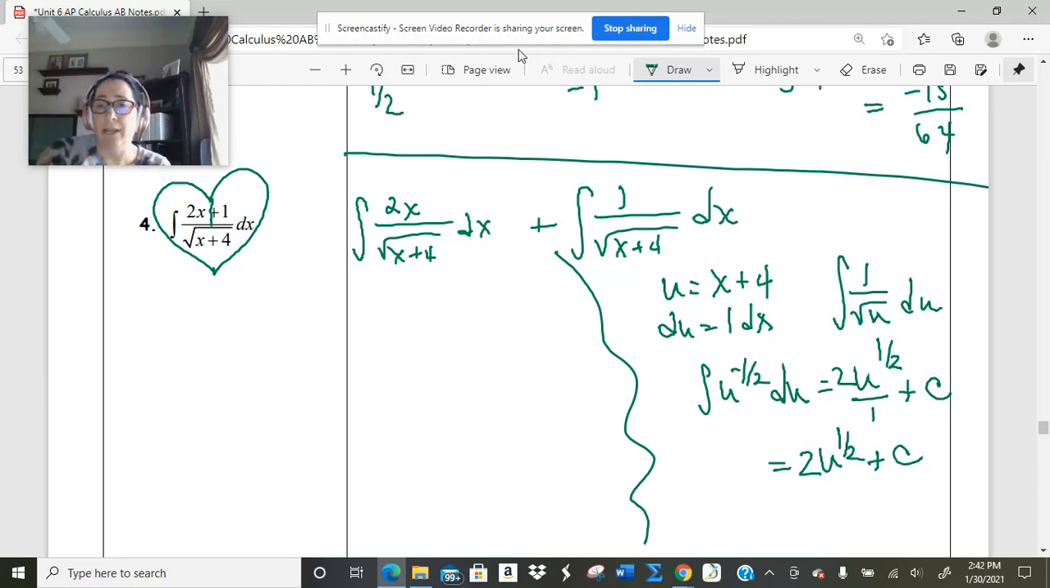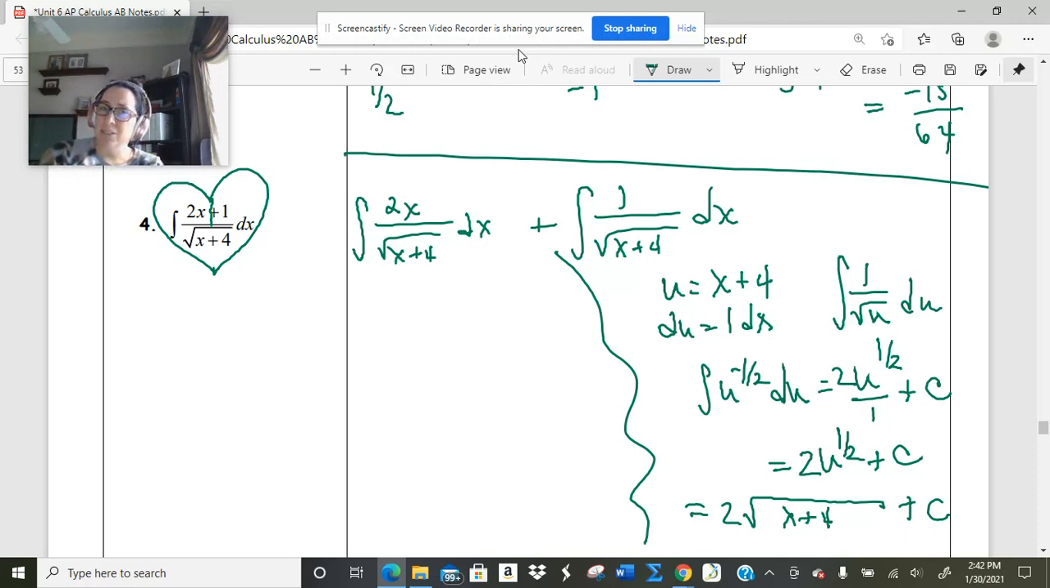Okay, now I didn't change my bounds. I didn't try to get a numerical value, so I want my final answer to be within the x's still, so I'm going to put what that u was. That one's not too bad. This next one over here is going to be a lot of work.